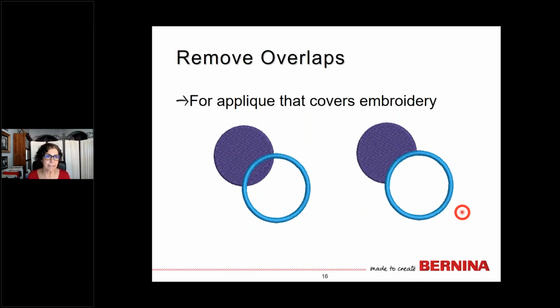One of the editing tools is called Remove Overlaps. And this you can use in creator level software if you're placing an applique object over an embroidered object. And as you can see, it removes the embroidered object that would be underneath the applique. And you wouldn't want that bulk underneath the applique.